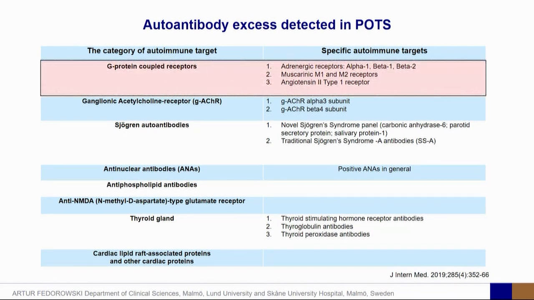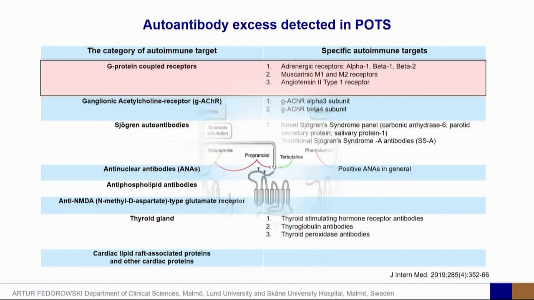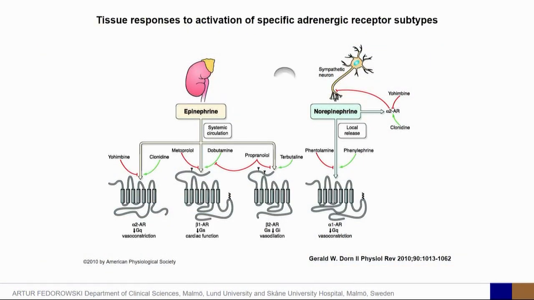So, but let's look at the first position, G-protein coupled receptors. They are very interesting. All the other receptors may give you a glimpse about the autoimmune process in the body, but these specific receptors are special because they control the cardiovascular system. How do they do it?